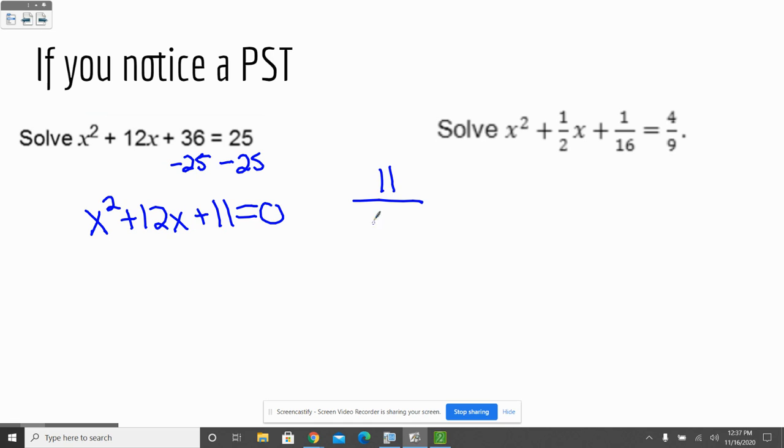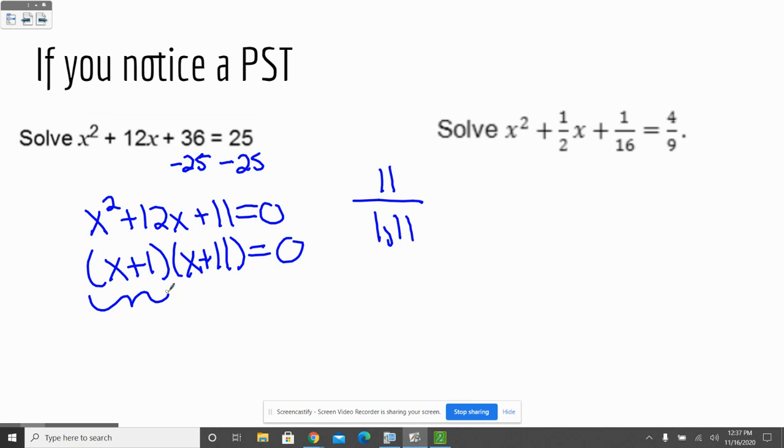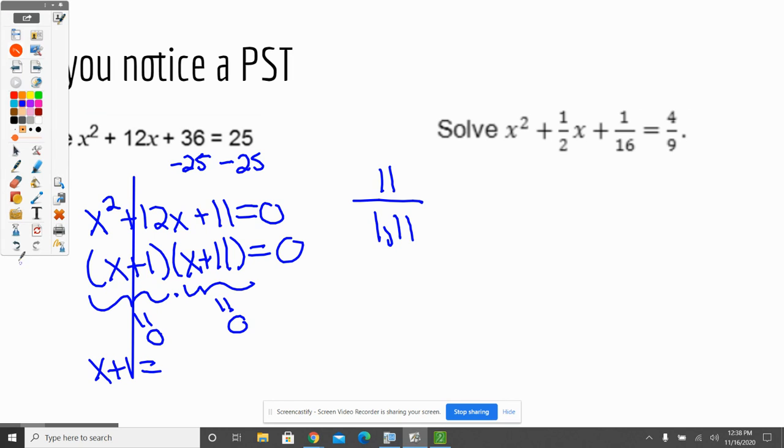So you make a list of factors of 11. 1 and 11 gives me 12. So this is x plus 1 and x plus 11 equals 0. Well, you know that's two things being multiplied by each other, so one of those two things has to equal 0. If x plus 1 equals 0, you're going to get x equals -1, and you're going to get x equals -11 by setting the next guy equal to 0. So that's another way you can solve it.